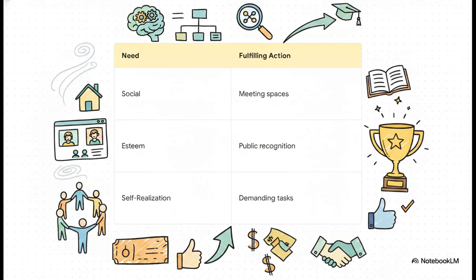Finally, at the very peak of the pyramid, we have self-realization needs. Managers target this by giving developers intellectually demanding, complex tasks, along with opportunities for professional training so they feel they're constantly growing. Mastering these top 3 layers is literally the key to unlocking your team's drive.